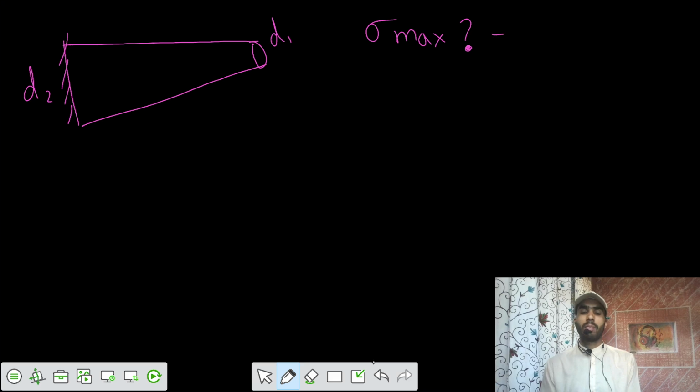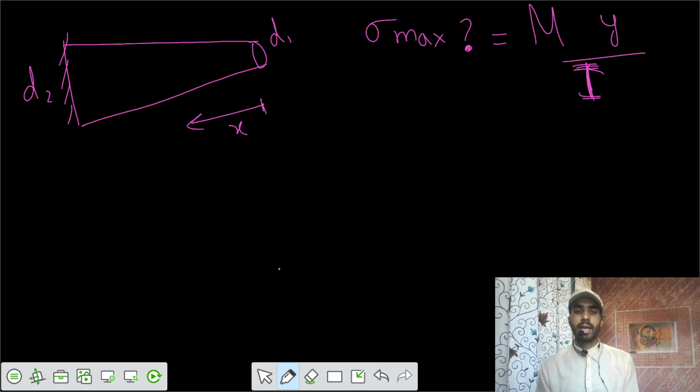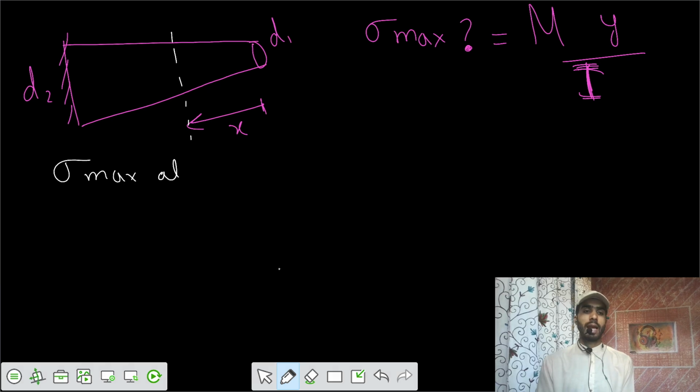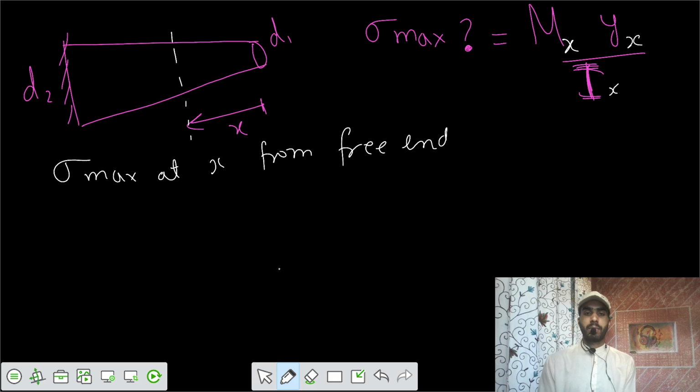So the maximum bending stress is a function of moment, it's a function of y, and it is a function of I. So all three values vary with the length x. So let's say the bending stress is maximum at some x, say the maximum bending stress is at x from the free end, because these are all variable. All three are variable, so we don't know where the maximum bending stress would be.